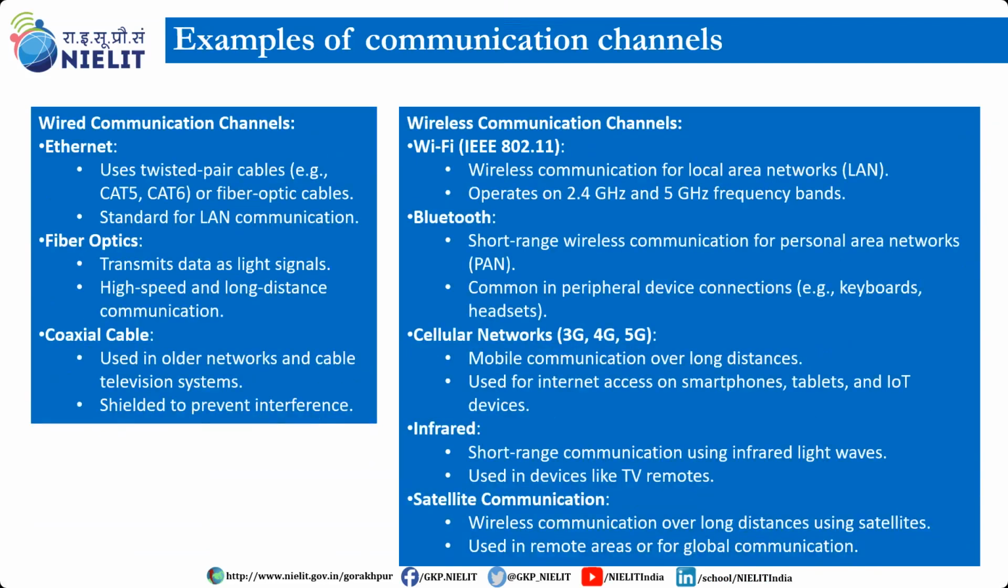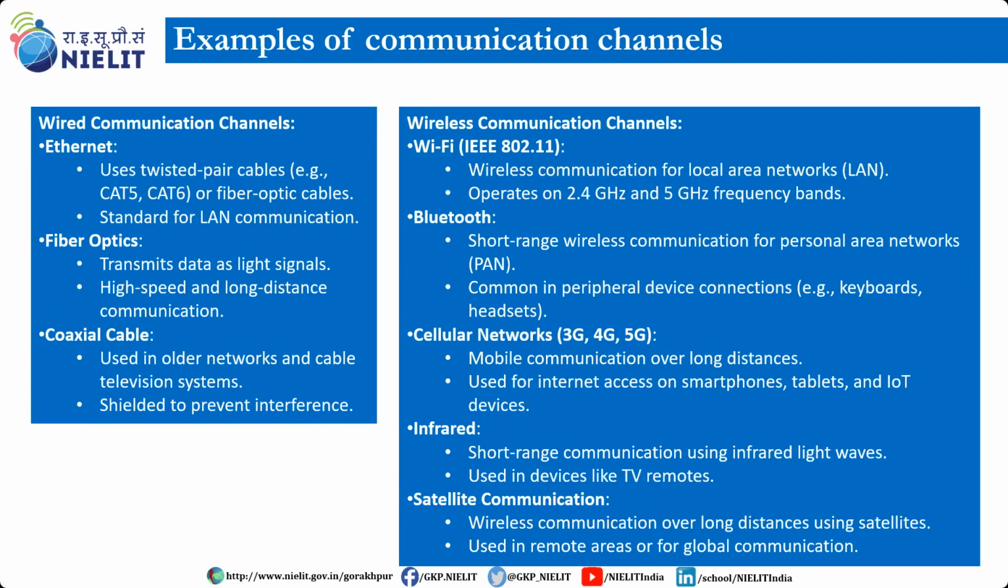We can go through the different examples of communication channels. So for example, in wired communication channels, we can have the Ethernet communication channel. Ethernet is basically used for LAN connectivity, LAN communication, which uses twisted pair types of cable. There are different categories of cable that can be used in Ethernet technology. So Ethernet is a very common standard for LAN communication.